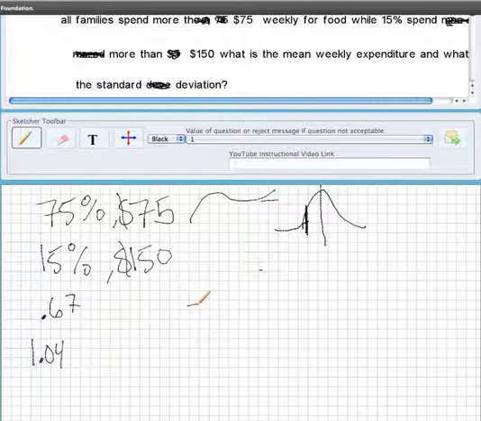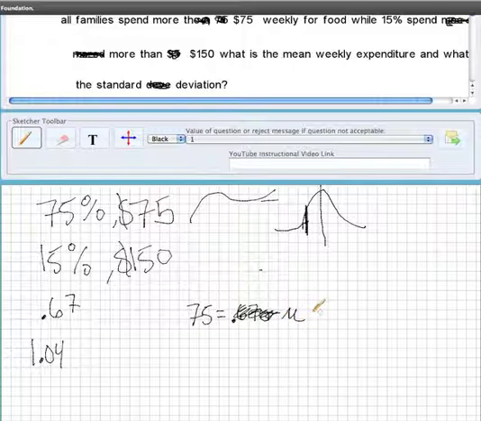Now what we want to do is set up two equations to find mu and sigma. We know that it equals $75 when you multiply how many standard deviations times the standard deviation, and then that is actually subtracted from the mean. So we'll take mu, the mean, and we subtract 0.67 standard deviations away from the mean. So we're going back this way. And then that's our first formula.